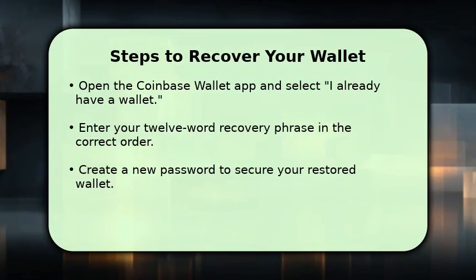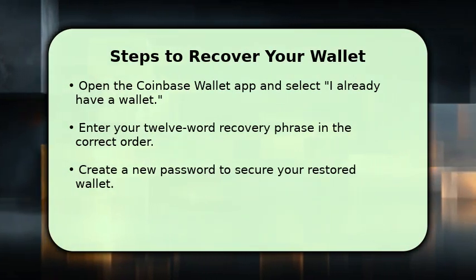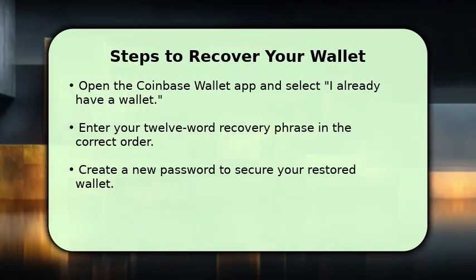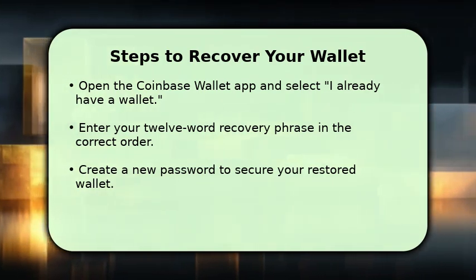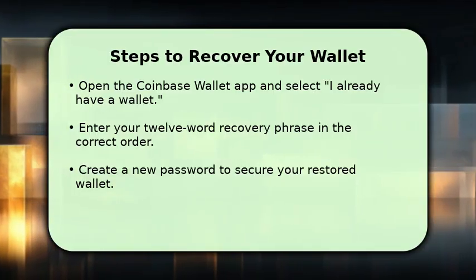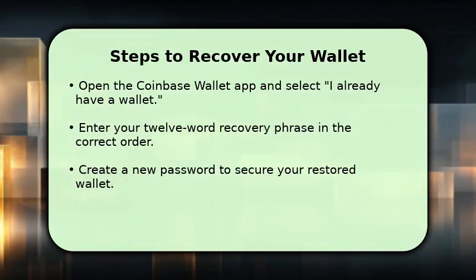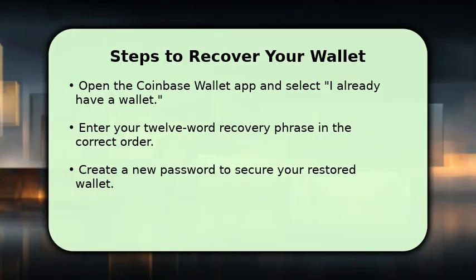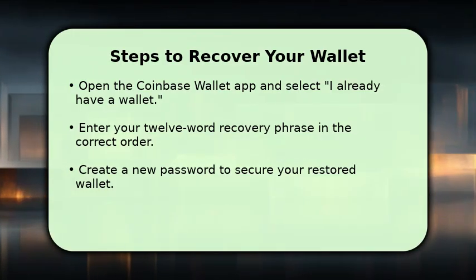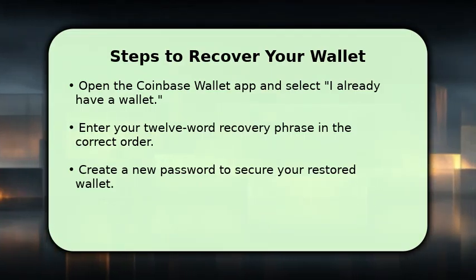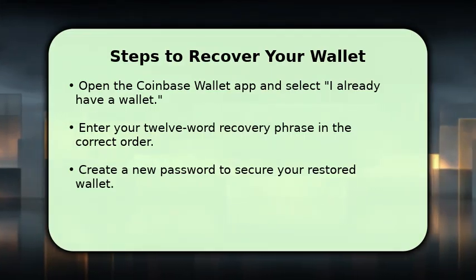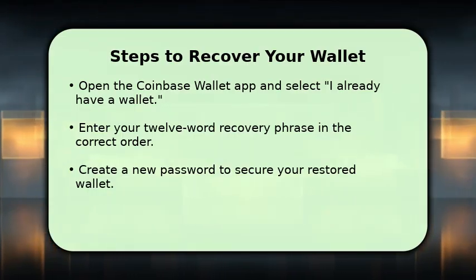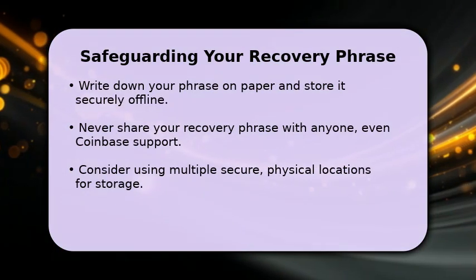To recover your Coinbase wallet, begin by opening the Coinbase Wallet application on your device. Select the option that says, "I already have a wallet," then choose to restore with your recovery phrase. Carefully enter your 12-word recovery phrase, ensuring each word is spelled correctly and in the precise order it was originally given. After successfully entering the phrase, you will be prompted to create a new password to secure your newly restored wallet. Protecting your recovery phrase is paramount.